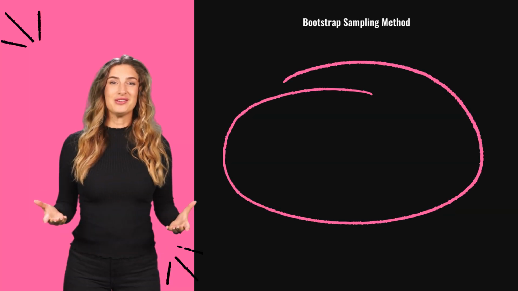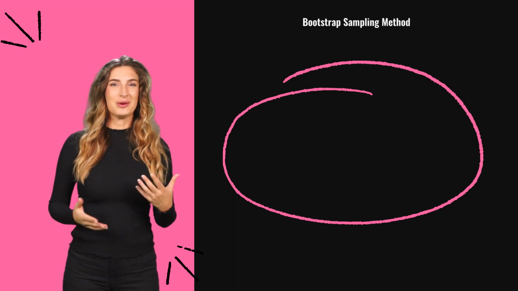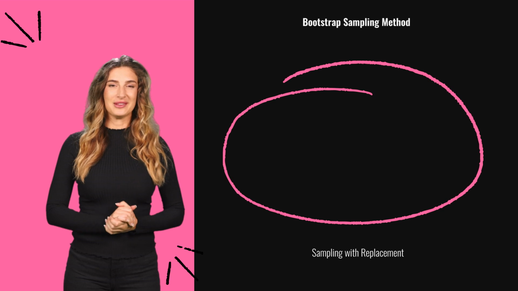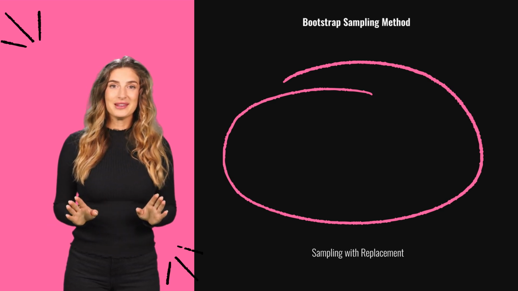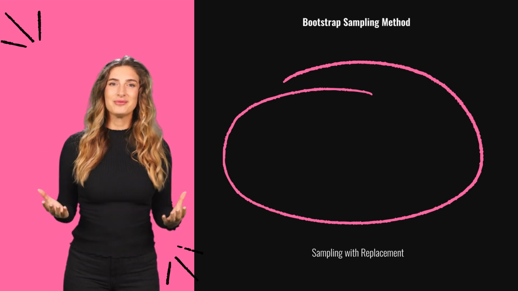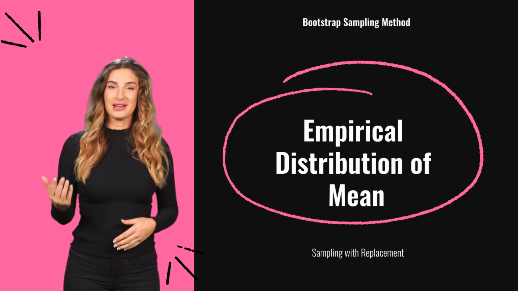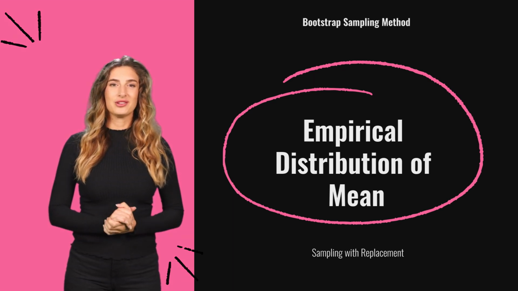Consider a dataset of 6 observations: 2, 4, 6, 8, 10, 12. Generate bootstrap samples by sampling with replacement, like 6, 8, 2, 10, 12, 8. Calculate the mean for each sample, then construct confidence intervals. This approach provides an empirical distribution of the mean, useful for statistical inference without assuming a specific distribution.